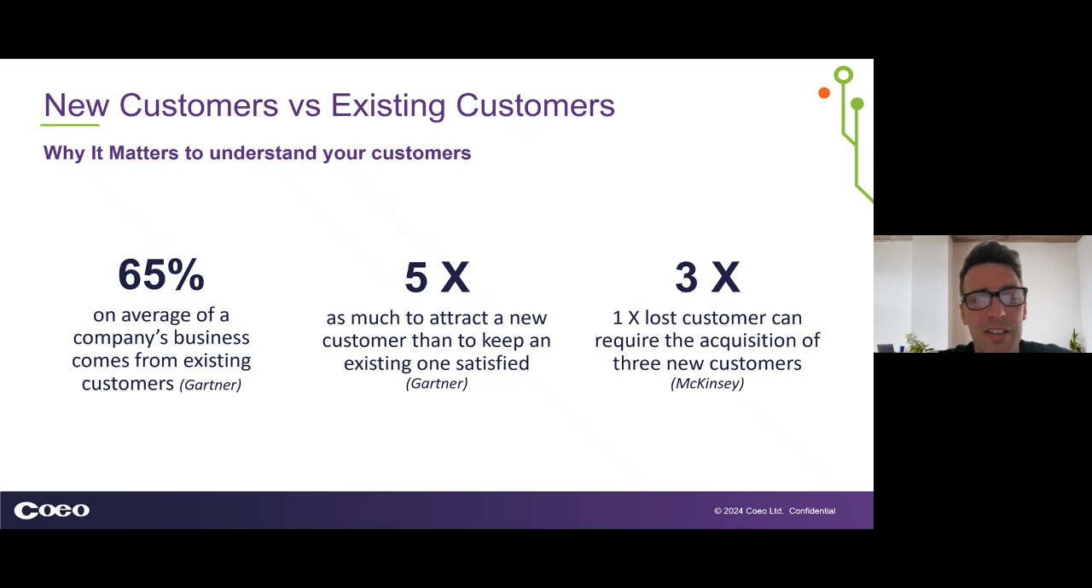And the biggest challenge, and we'll come across the business challenges and also some technical challenges in this session, but we'll start to understand how we can overcome those challenges and why, with these statistics, it's important to nurture and understand your existing customer base, as well as building out new customers as you grow.